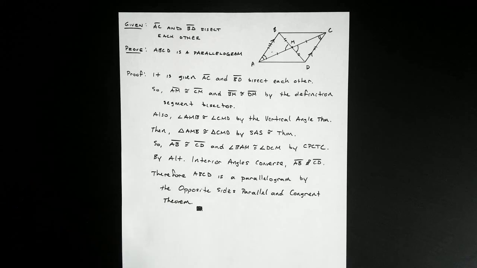So in this case, our starting information was that the diagonals bisected each other. In other words, point M was the midpoint for each of the diagonals. And starting with that information, we know that this is a parallelogram.